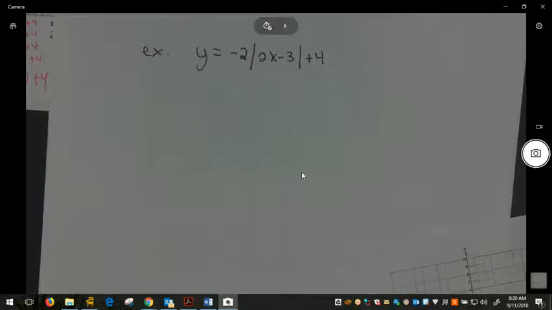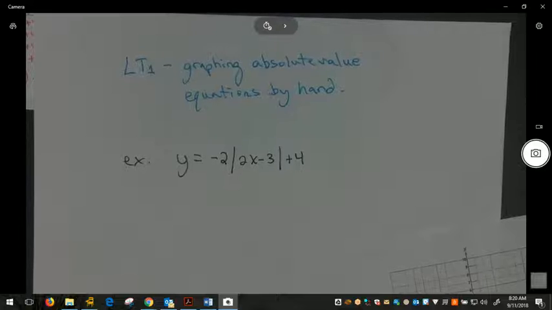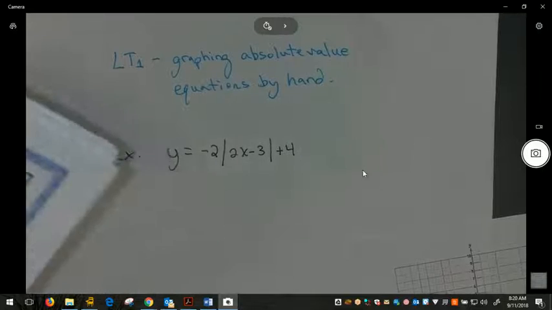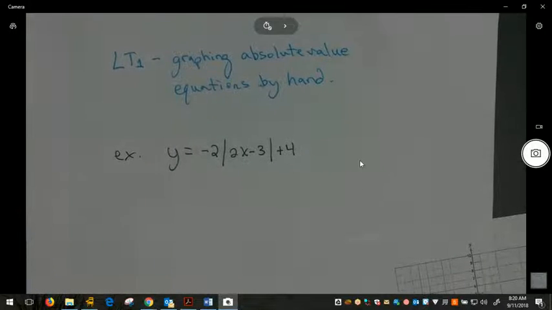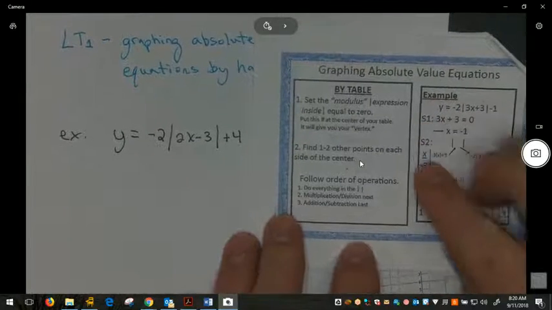Welcome to Lesson 1.4, Learning Target 1, Graphing Absolute Value Equations by Hand. This is a supplemental video for those of you who may still be struggling with this concept after we've gone over it in class. We looked at several examples that led us to the following steps when we go to graph absolute value equations.